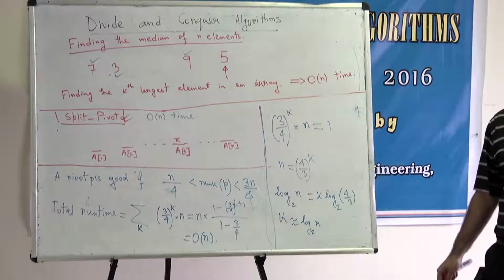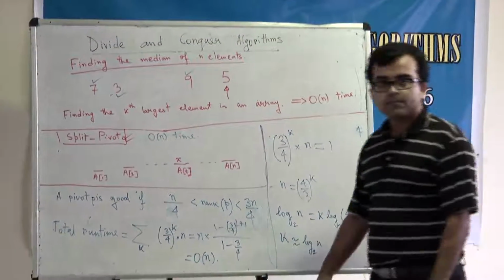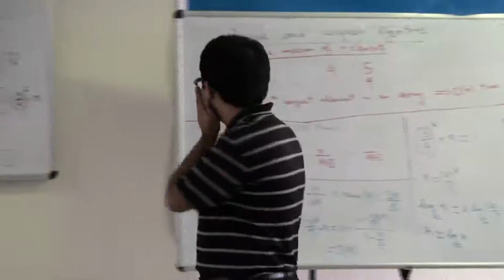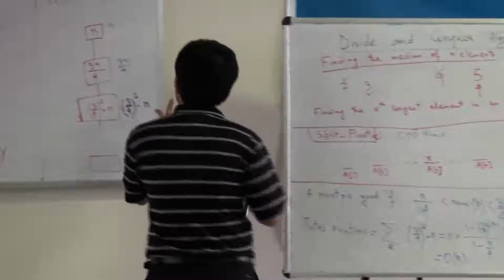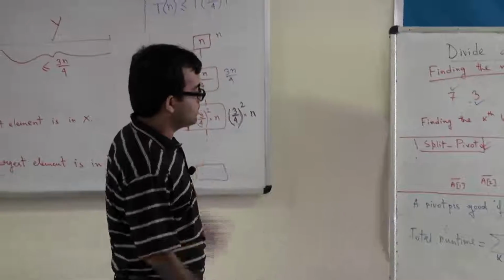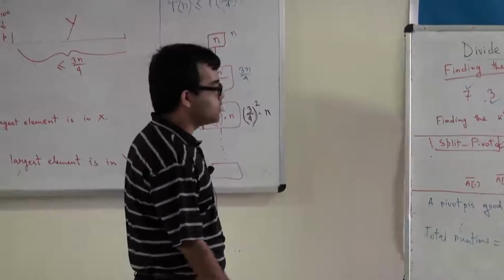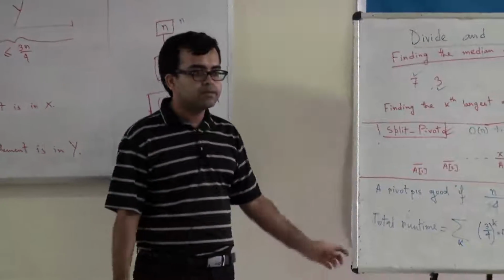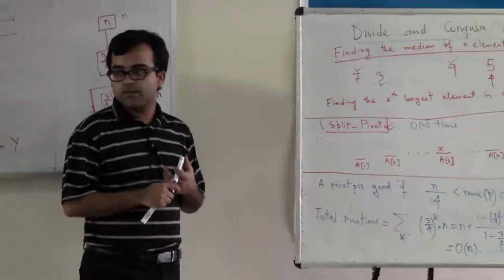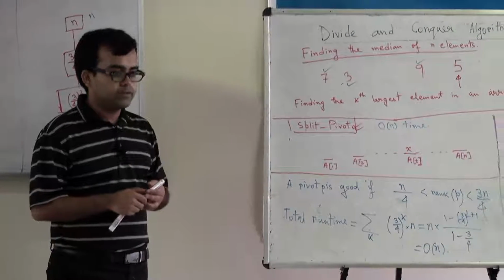So now, in the next 20 minutes, I'll try to wrap up the loose end. What is the loose end? What is the assumption we are making here? How to find a good pivot?